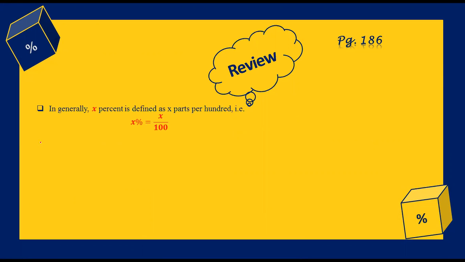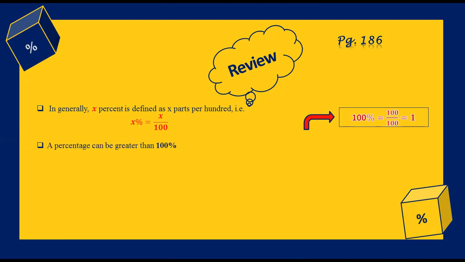Review hai ye thoda bahut. And generally we can write the percent of any value as x parts per 100, means कि x percent is defined as x parts per 100, that is x percent is equal to x upon 100. So if we wish to find 100%, 100% means 100 divided by 100, which is equal to 1. So this is basically the whole amount of something. The whole amount of something is 1 or 100%.